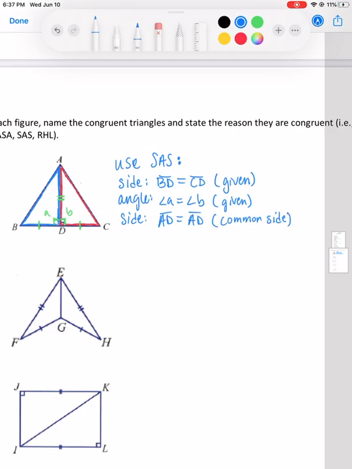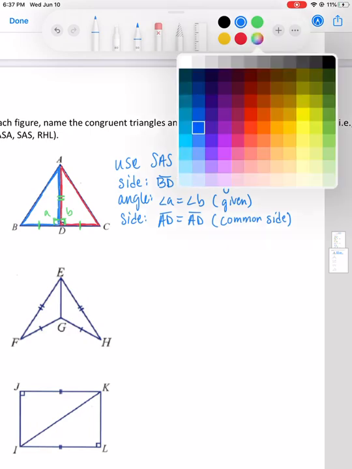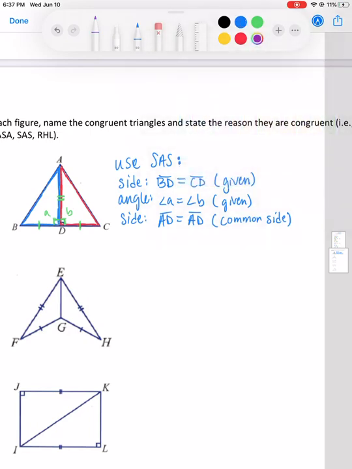Now, once I've established these three correspondences, they have fulfilled the congruence test of side angle side, which means that all the other parts are the same. I know that this angle is the same as this one. I know that this angle is the same as this one. And I know that this side is the same as this side. Everything in purple can now be derived because I made these three correspondences, and the reason why they can be derived is because now the triangles are congruent.